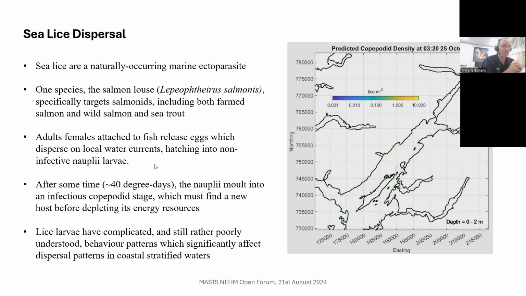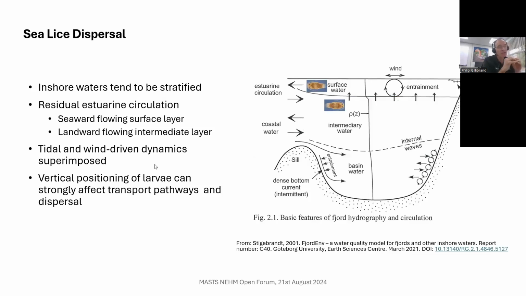They must find a new host before they deplete those energy resources. So this is an interesting problem, because there's two stages, the nauplius and the copepodid. They have different behaviors. We're increasingly finding out how different those behaviors are. And it's interesting because the physics of inshore waters in Scotland and elsewhere, in Norway, where there's a lot of fish farms as well, obviously, are very complicated.